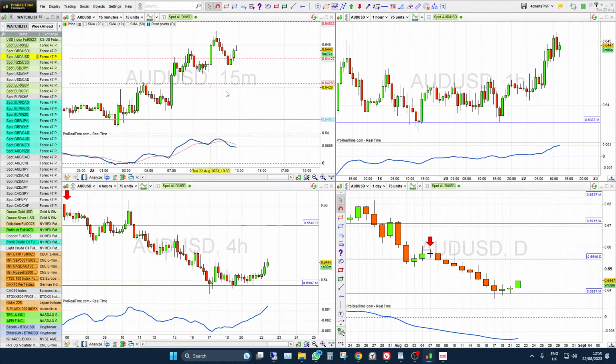Let's have a look at Aussie dollar. So Aussie dollar is a little bit different. It's trending up, looks a little bit more bullish.